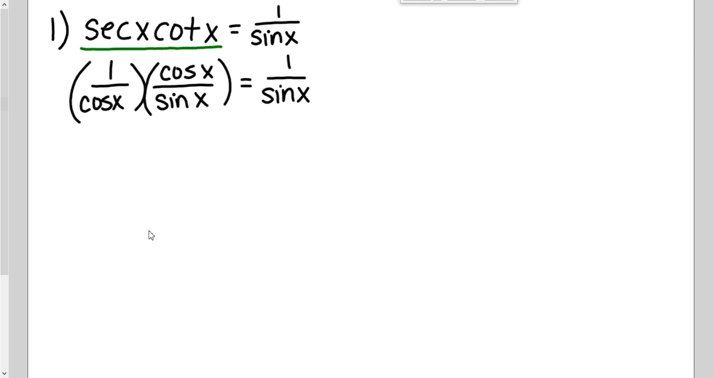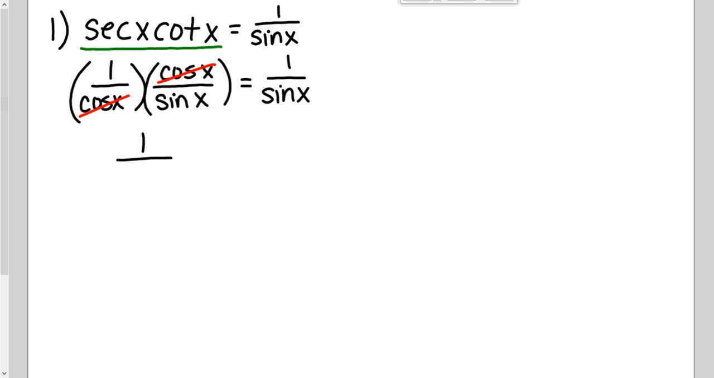Now I am multiplying fractions together. If you remember when we talked about fraction rules, multiplying fractions together, you can cancel out things that show up on top and bottom. You can't do that with adding or subtracting, but multiplying you can. I am seeing cosine showing up on bottom and top, so I'm going to cancel those out.